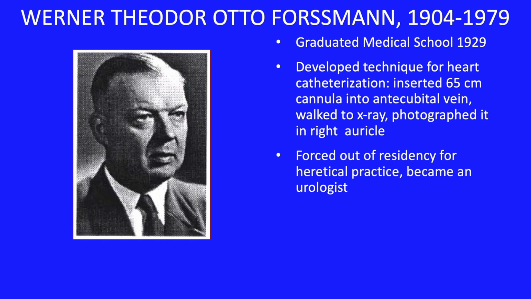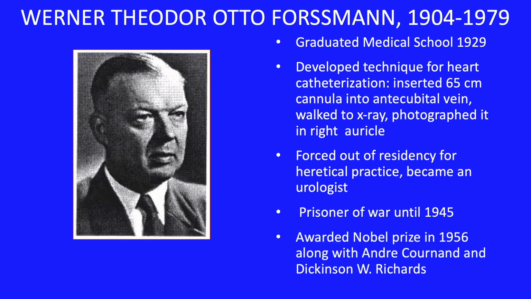Based on his insistence that the procedure was viable, he was forced out of his residency program and was relegated to being a urologist, not a coveted discipline in that era. He became a prisoner of war until 1945. He did join the Nazi Party, but he did publish his findings, and in 1956 he was awarded the Nobel Prize in Medicine along with Andre Cournand and Dickinson Richards, who had read his early work and based their own pioneering coronary artery arteriograms on Forssmann's work.